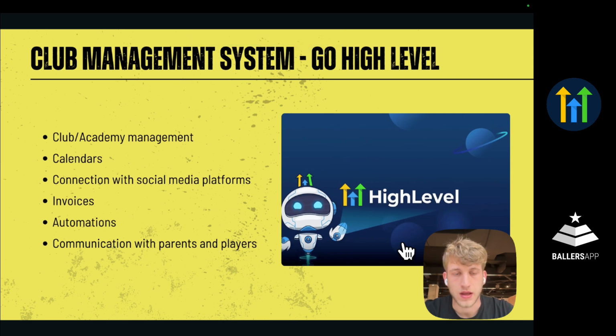The first thing that I'm going to mention is that we use GoHighLevel system, and this is a system that we use for club and academy management. So basically what we do there, we have a calendar, we connect our social media platforms, communication channels like SMS, Instagram communication, Facebook communication. We also use it to handle the invoices so we don't have to follow them up manually because the system does it for us. We also have a bunch of automations that are helping us to streamline the operations that we do within the academy. And we also use it for the academy communication.